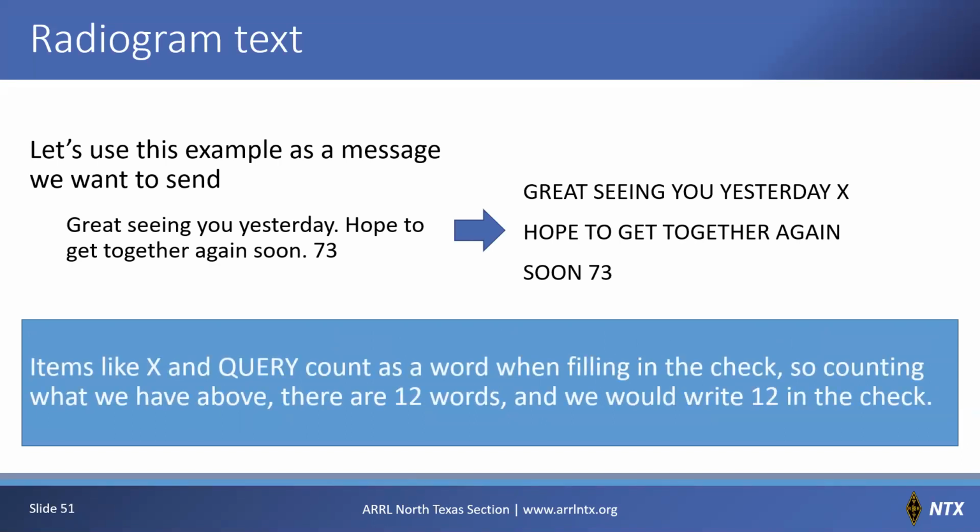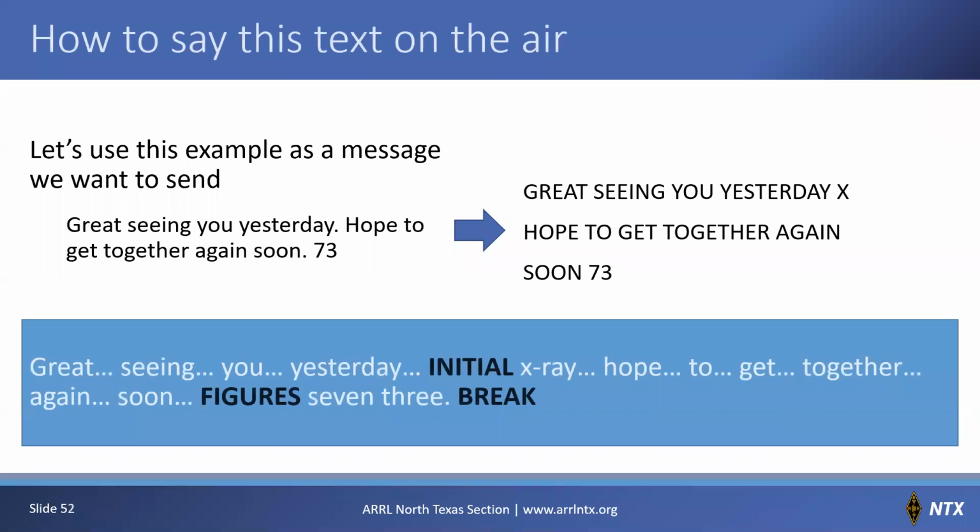When you're figuring out the check at the top, these items count. So if you look at this, 5, 10, 12. So the check in the top, in the preamble, in the header, would be 12, 1, 2. So the check on this message would be 12. Here's how I think I did that already, right?